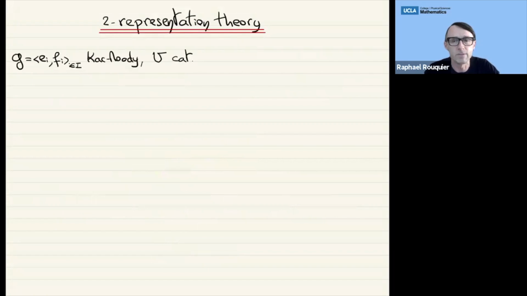I'll start with a brief introduction to two representation theory. The two refers to the level of the categorical structure. Usual representation theory deals with actions on vector spaces, which are zero categories, and those representations together form a category, a one category. Now we're going to look at actions on categories. All those categories together with the actions are going to form a two category. That's where the two comes from.